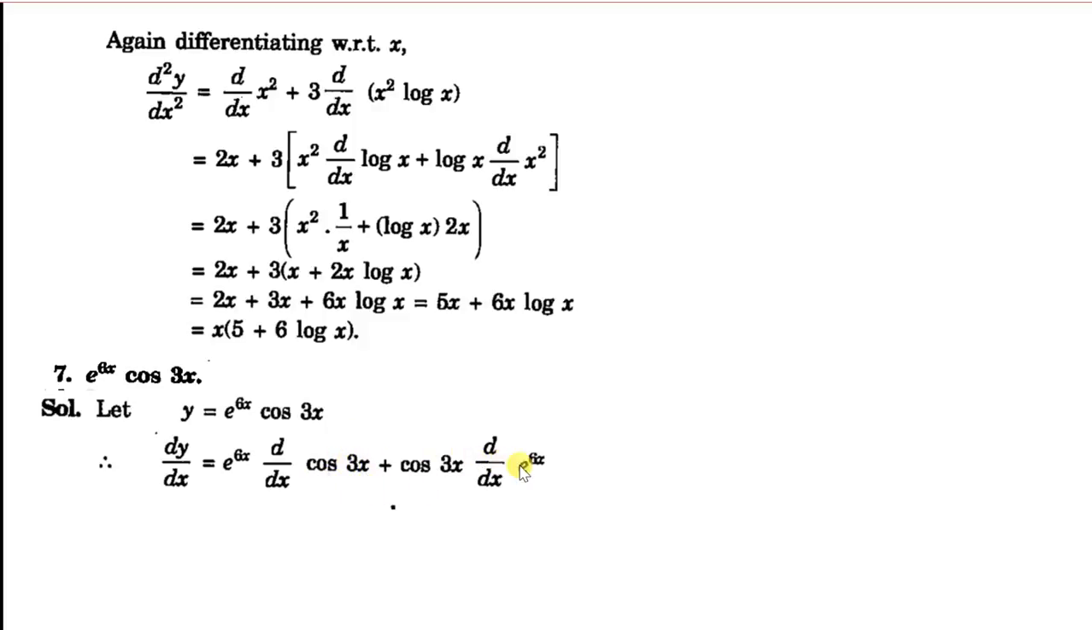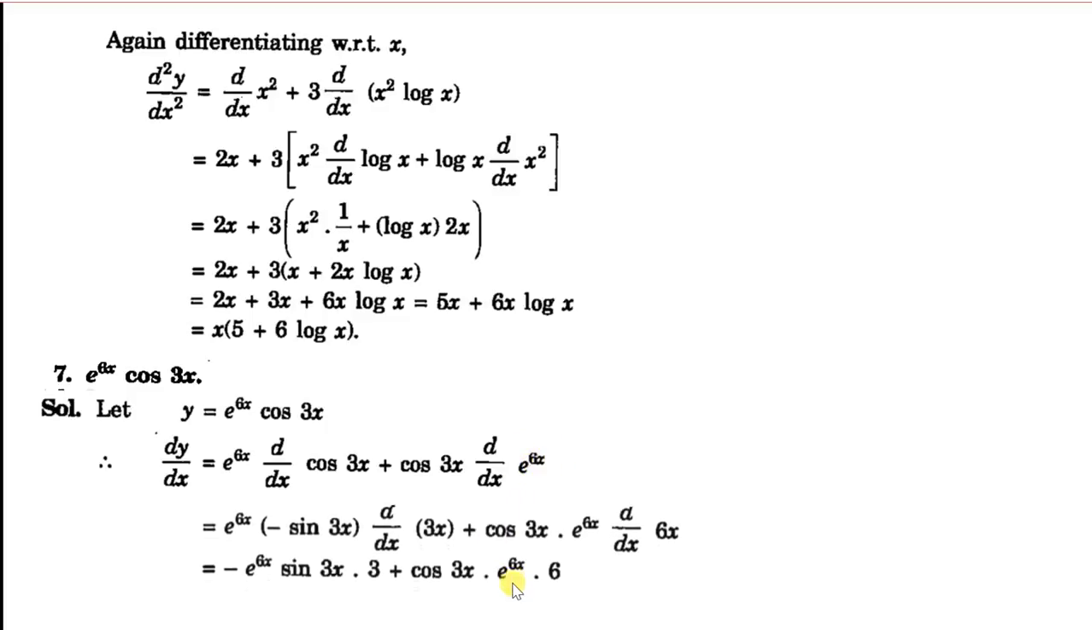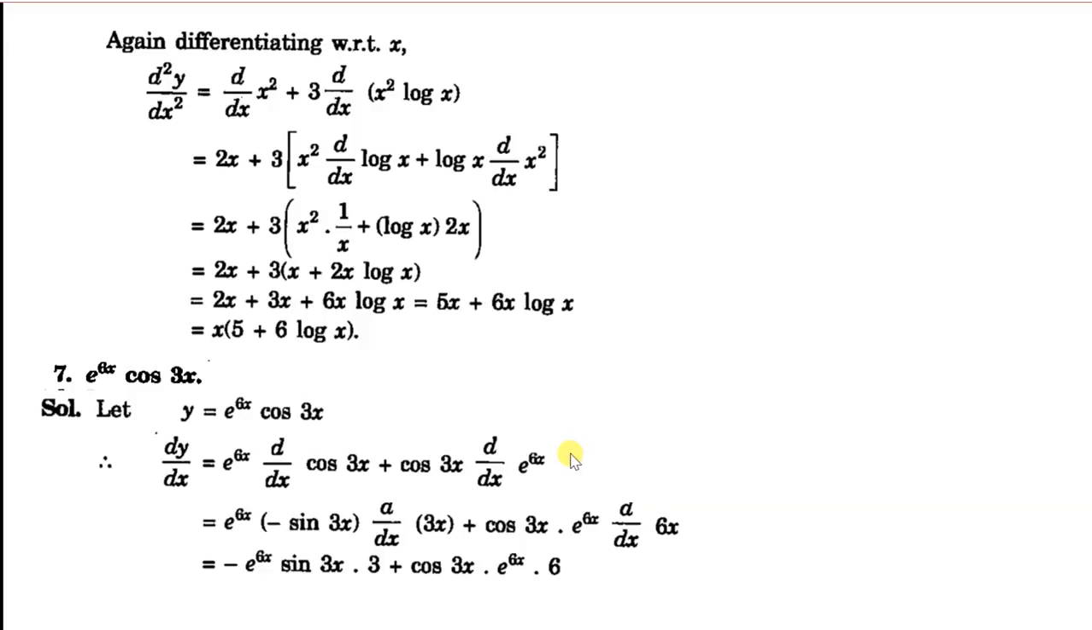Similarly for the second term, for the derivative of e to the power 6x we use the chain rule. Derivative of e to the power x is e to the power x, but here we have a function of x, so its derivative will be e to the power 6x multiplied by the derivative of 6x, which is 6.